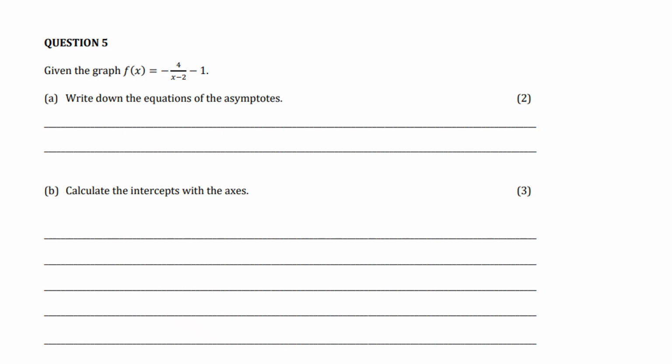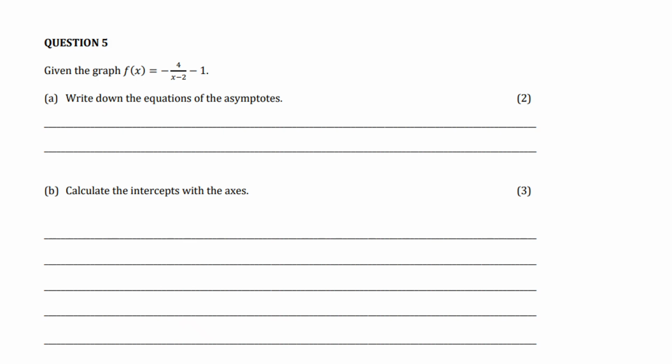On this lesson we're going to work on an IEB past paper. This has to do with functions. We're going to answer questions based on the given hyperbola function. We are given f of x equals minus 4 over x minus 2, minus 1. Write down the equation of the asymptote.